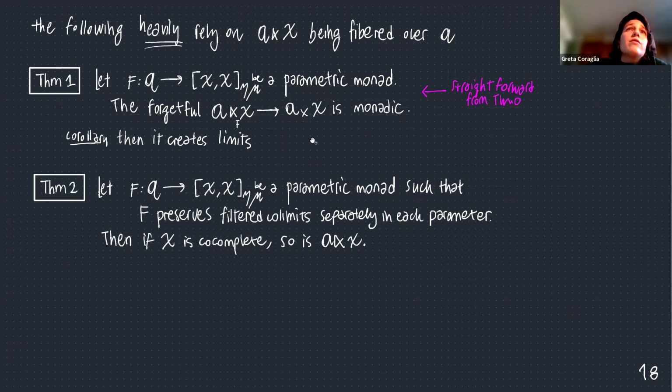Another result that we have is that if we have a parametric monad that preserves filtered colimits separately in each parameter, then if X is cocomplete, so is the total category.